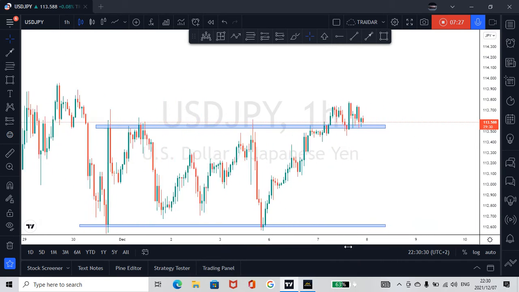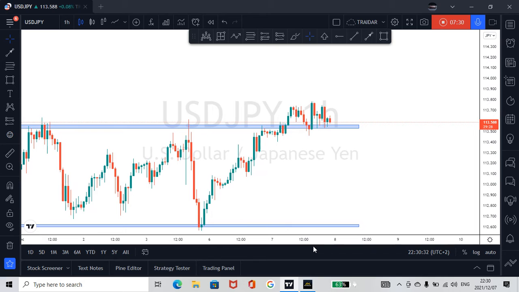Why? Because first thing first, I can confirm with myself that I'm seeing a first touch here, a second touch, a third touch. This is a triple bottom pattern. Can be a triple bottom pattern, can be a double bottom pattern. Depends on how you see it.